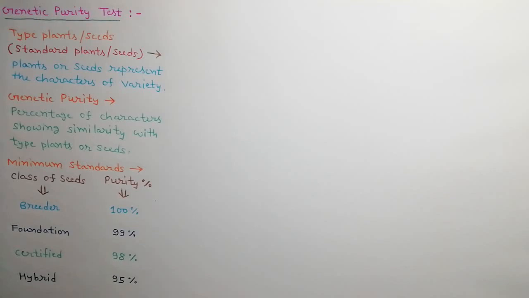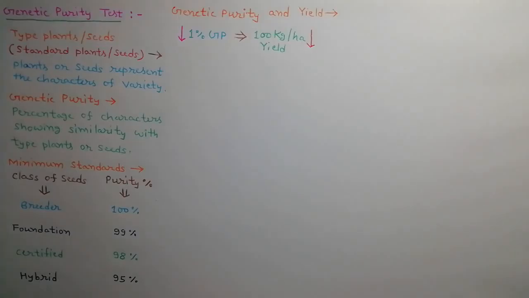Minimum standards of genetic purity for different classes of seeds are given in the table. If genetic purity of hybrid seeds decreases by 1%, then a 100 kg per hectare drop will occur in seed yield of a commercial hybrid crop. Hence, genetic purity must be maintained.